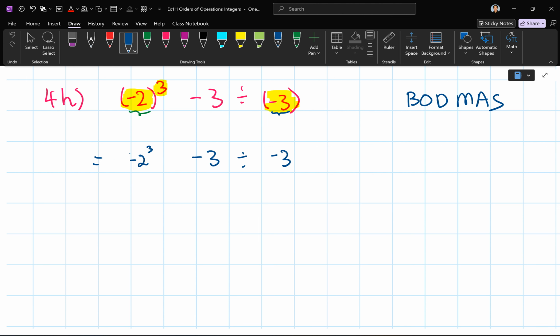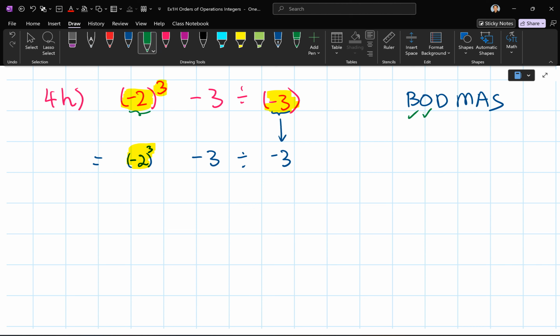So I would tell you to keep the brackets there because it's actually negative 2 cubed. Okay, that's what it actually means. Whereas this one is just negative 3, so I drop down the negative 3. I've done the brackets. Okay, next one is order. So order, yes, I do have an order. It is the power. So here's my power of 3. And it's actually negative 2 cubed.